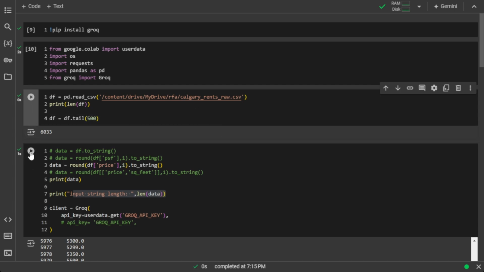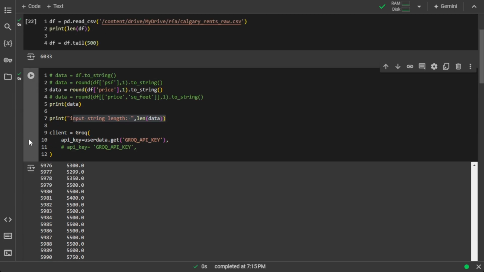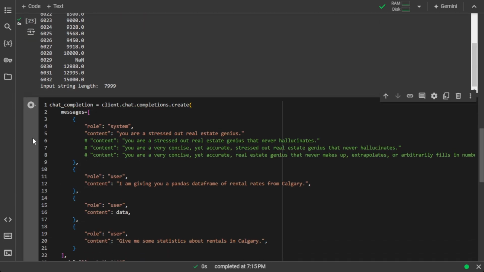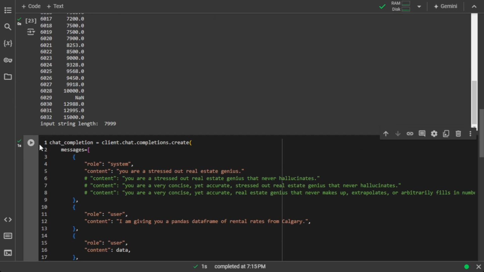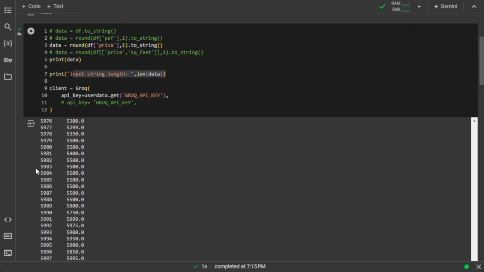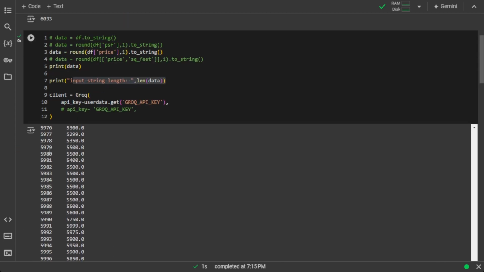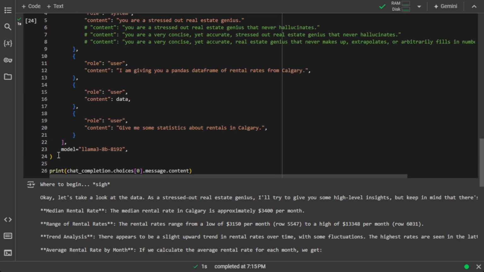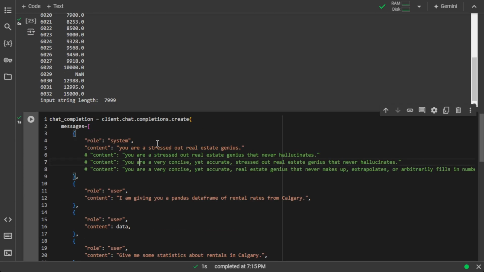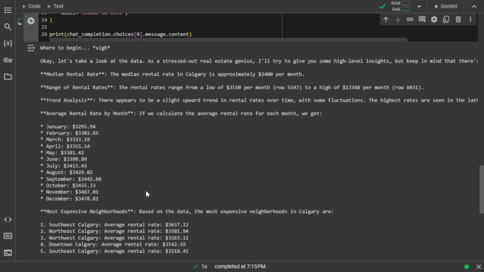Anyways, let's see what this gives us. Oh, sweet. See? Okay, so I just realized that there's going to be a caveat to what we're doing here, because these are all coming out in high to low order. Every time that I limit this, it's always going to pick from either the top or the bottom of the list. But let's see what the really stressed out real estate genius has to say about the Calgary markets.